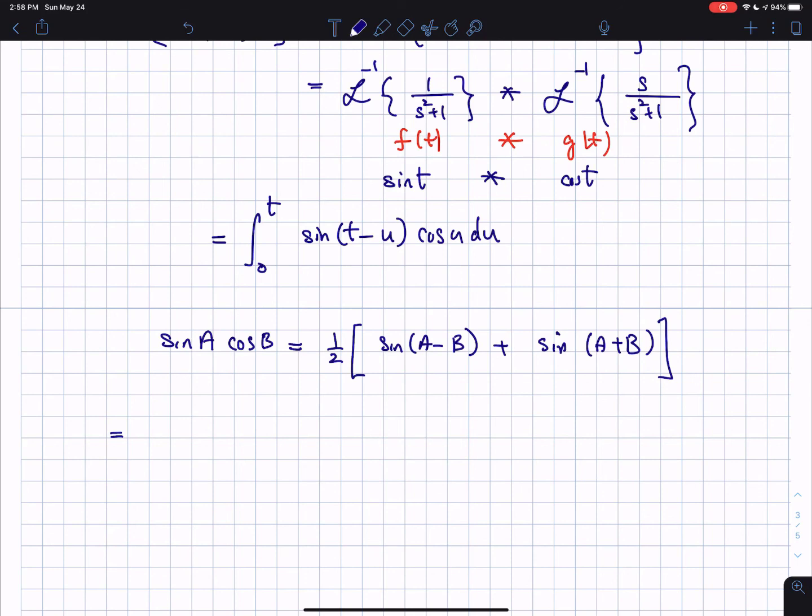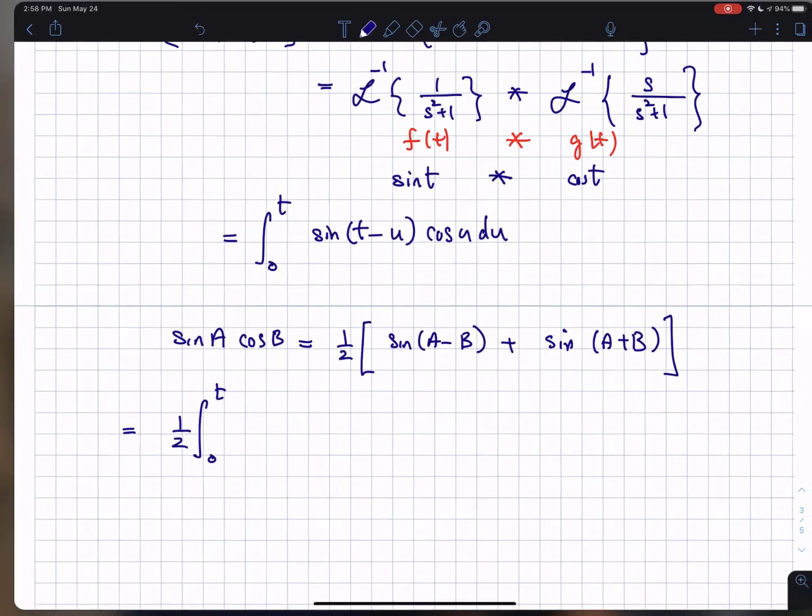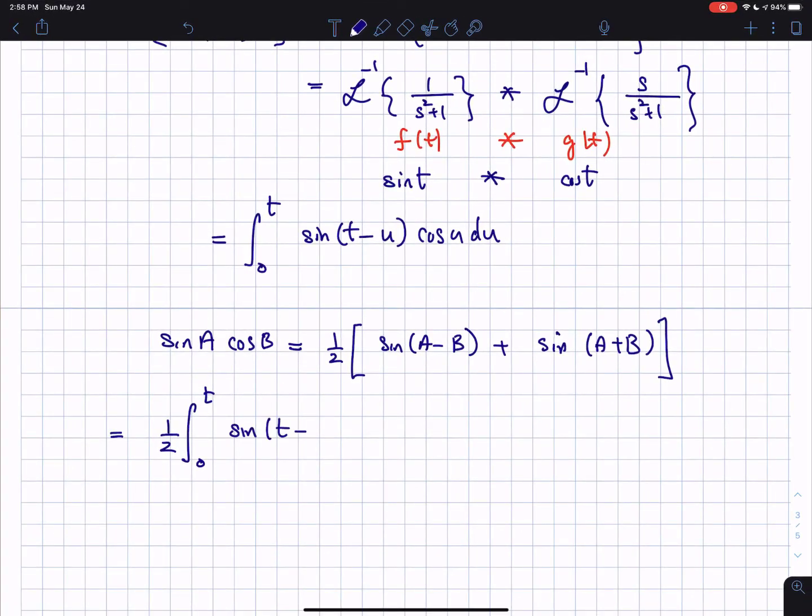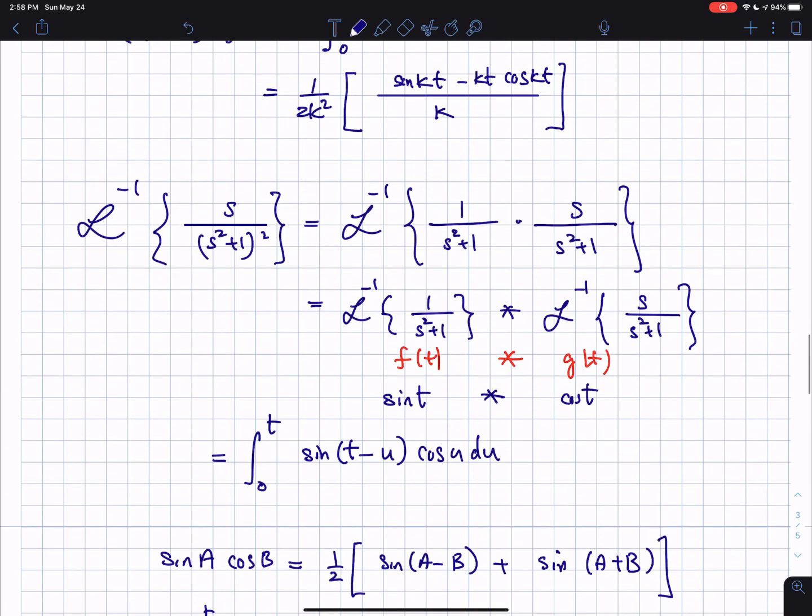So your integral ends up being 1/2 times the integral from 0 to t, and I'm just going to write it out for you, of (sine of (t minus 2u) plus sine of t) du. And if I integrate that, I end up with ultimately 1/2 t sine of t. And that becomes my Laplace inverse of this expression. So that's another example of the use of a convolution in a Laplace inverse transform. Thank you.